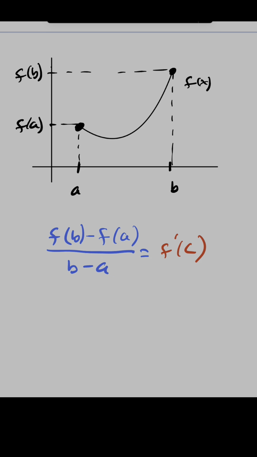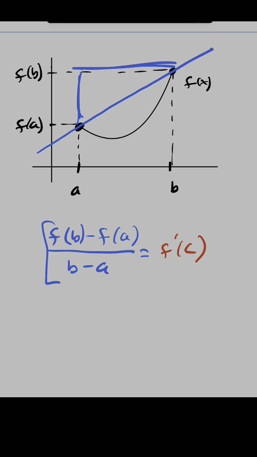Now, here's what it means. This blue thing that I have written right here, that's literally just the slope of the line that passes through those 2 points. That's called the average rate of change, all right? This part is f of b minus f of a. This part is b minus a. It's just rise over run. It's just a fancy way to write the slope.